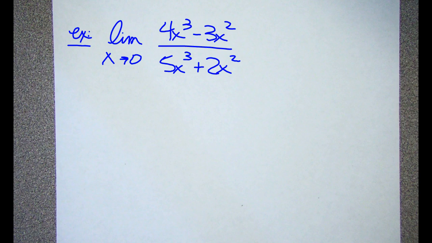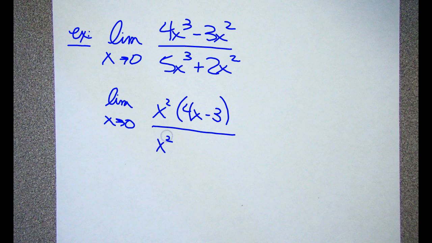Some people will look at this and say, okay, I can take an x squared out of both of these, and then they'll write the inside as 4x minus 3. I can take an x squared out of the bottom, which would leave me 5x plus 2. Then they'll cancel out the x squareds, plug in 0, and you get negative 3 over 2. Perfectly valid way to do it. And if you're doing it the other way, this is really what's happening.